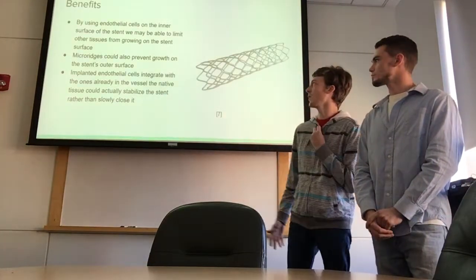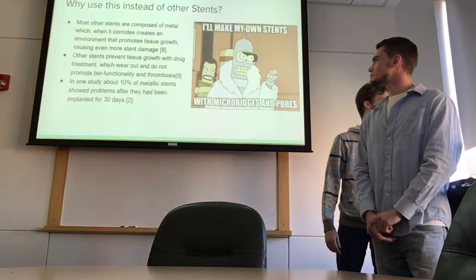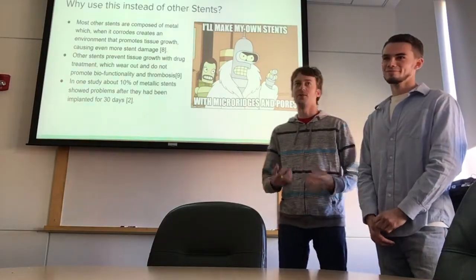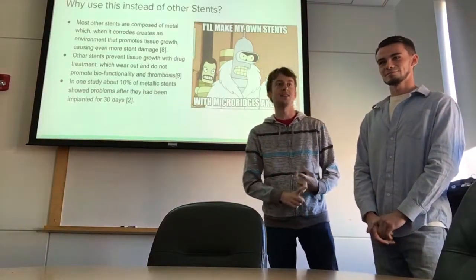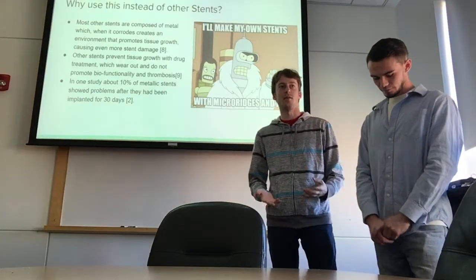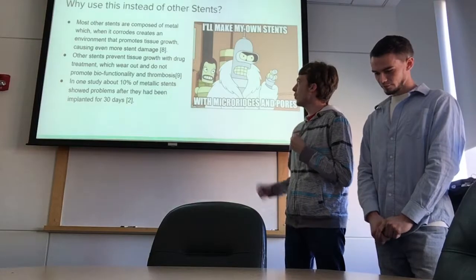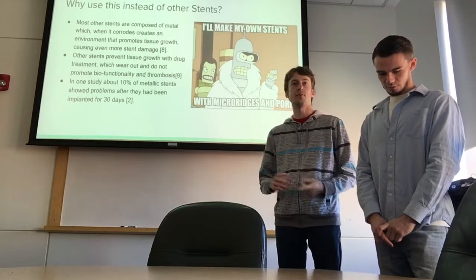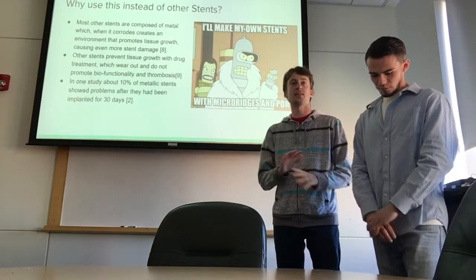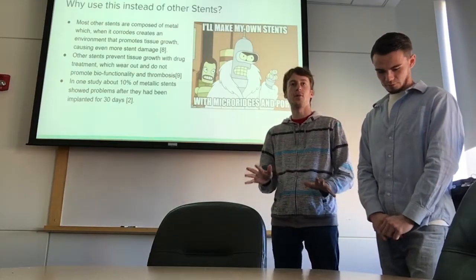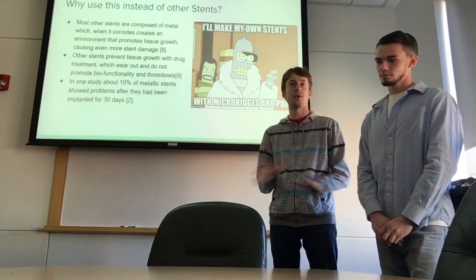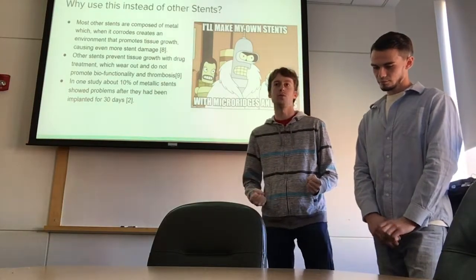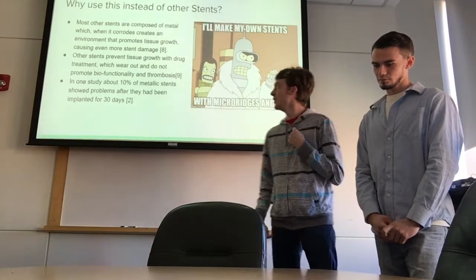So ours should hopefully fix all the problems that those ones have, which brings me to our next point. Why use this instead of other stents? Most other stents are composed of metal, which is very corrosive, creates ions that promote tissue growth that eventually closes off the artery. We're hoping to make ours from either a metal that is meant to corrode within a certain time frame to allow that growth of endothelial cells over, so that the stent is completely biofunctional. It eventually corrodes and the artery just repairs itself. Or we've been looking into different polymers that can hold up to the medical biomechanical properties.